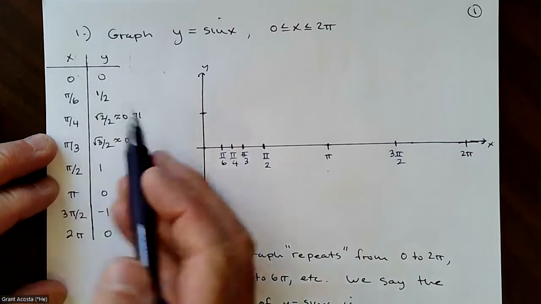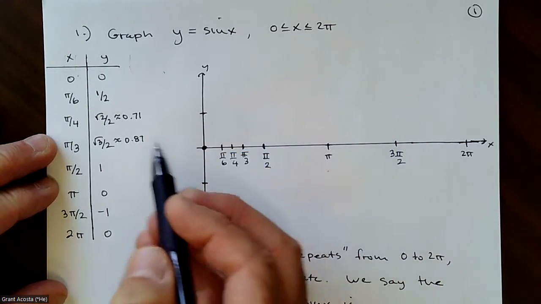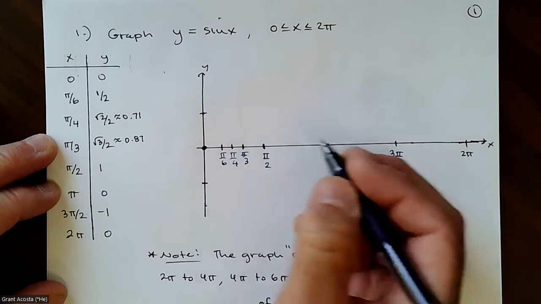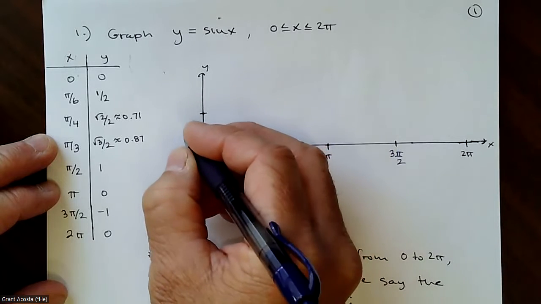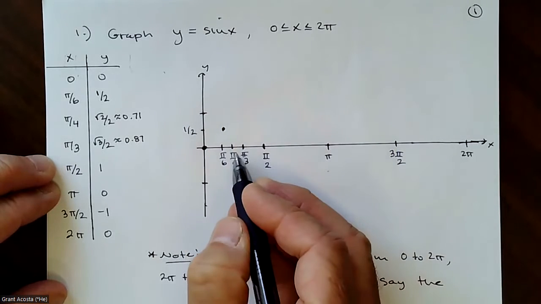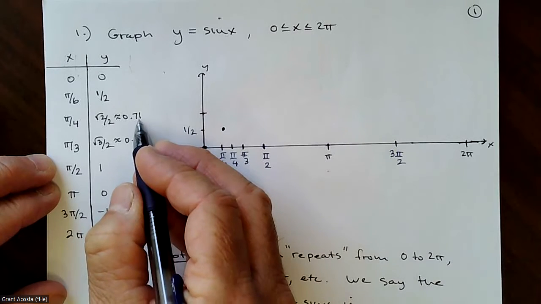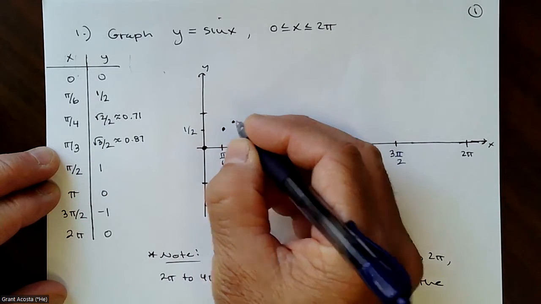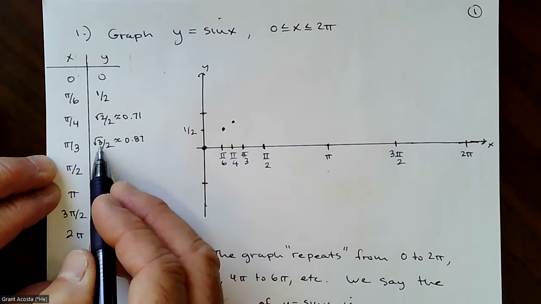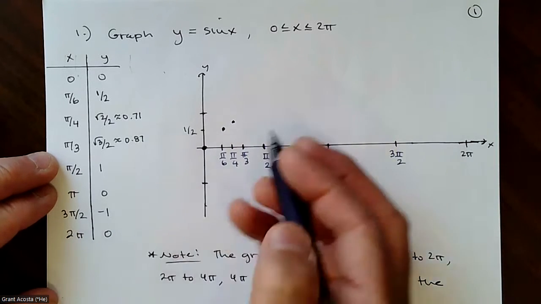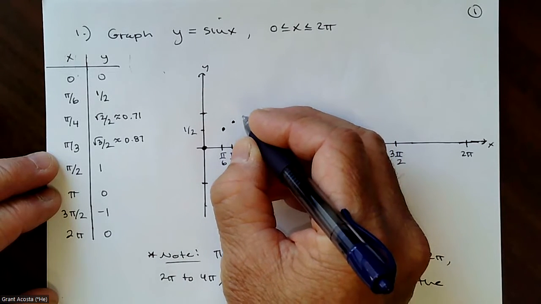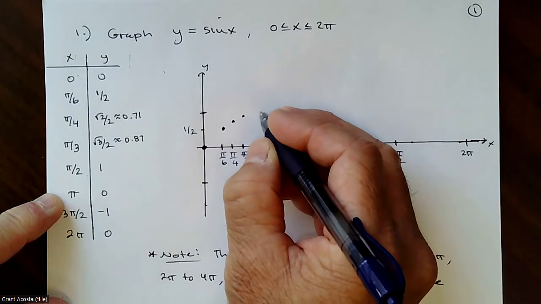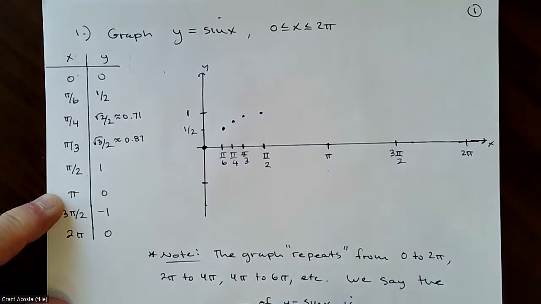And if we just start, when x is 0, y is 0, so that's going to be at the origin. When x is pi over 6, my y value would be 1/2. I'm going to make this 1/2 right here. Pi over 4 is root 2 over 2, which is about 0.71. So if this is 1/2, it's just a little bit bigger. When x is pi over 3, I get root 3 over 2, which is about 0.87 on a calculator. So that's almost 1. And then by the time we get to pi over 2, the value of sine is just 1. So this tops out at 1.